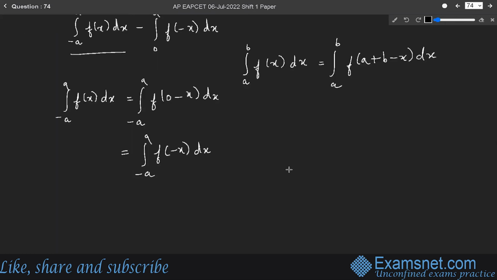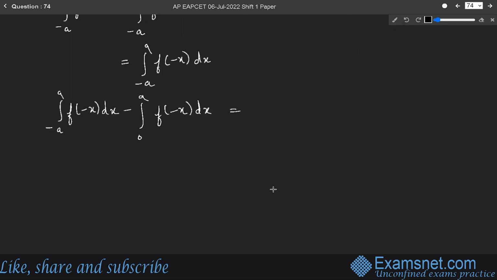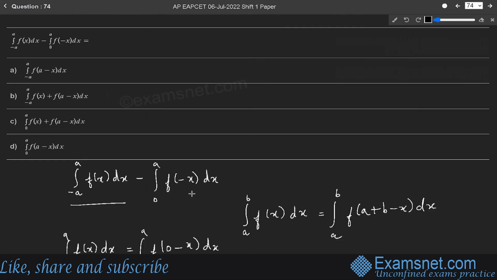So it becomes the integral from minus a to a of f(minus x) dx minus the integral from 0 to a of f(minus x) dx is equal to. Now again using the identity, it will be equal to the integral from 0 to a of f(a minus x) dx. Therefore, the correct option for this question is the integral from 0 to a of f(a minus x) dx, which is option D here.